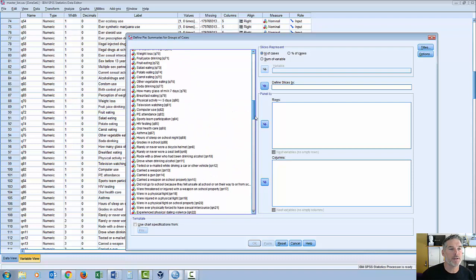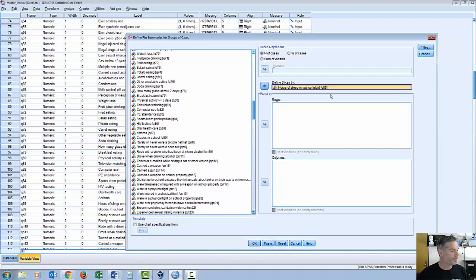All right, so question, hours of sleep on a school night. Okay, so we're going to go in this pie. And now, why are we picking the top one? Because we're looking at slices of a group. We're looking at each group of a group.